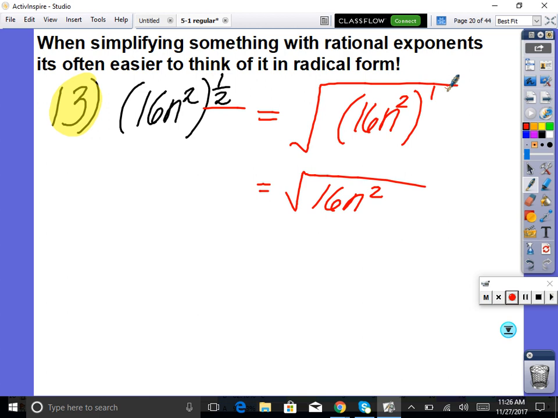And now it's much easier to simplify, isn't it? Square root of 16 is 4. Square root of n squared is n. 4n is our answer. So do you see how rewriting this in radical form makes it easier to simplify?